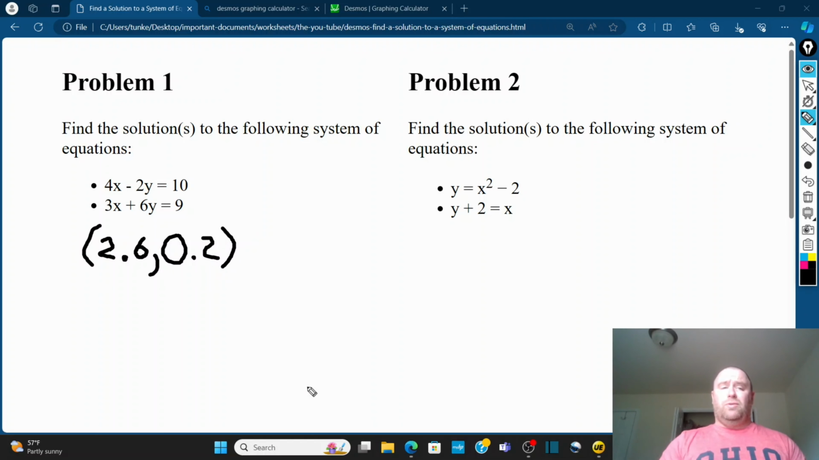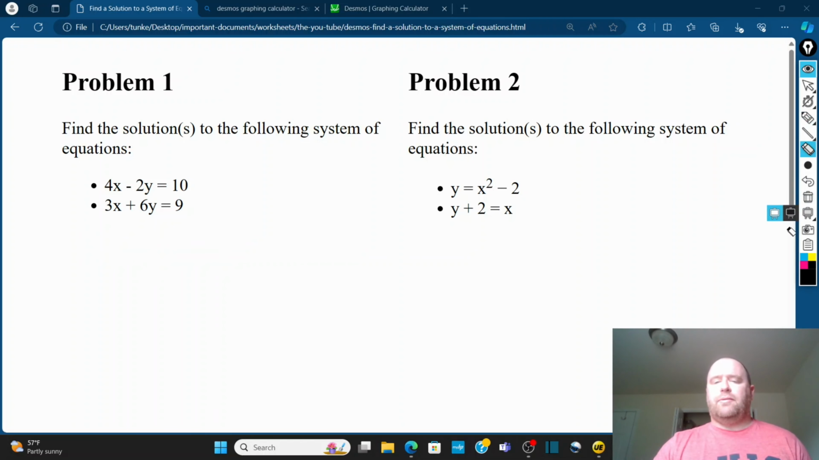That's all you need to do if you're taking the digital SAT and it asks you to find a system of equations. Just plug them into Desmos. Okay, let's go to the next one.